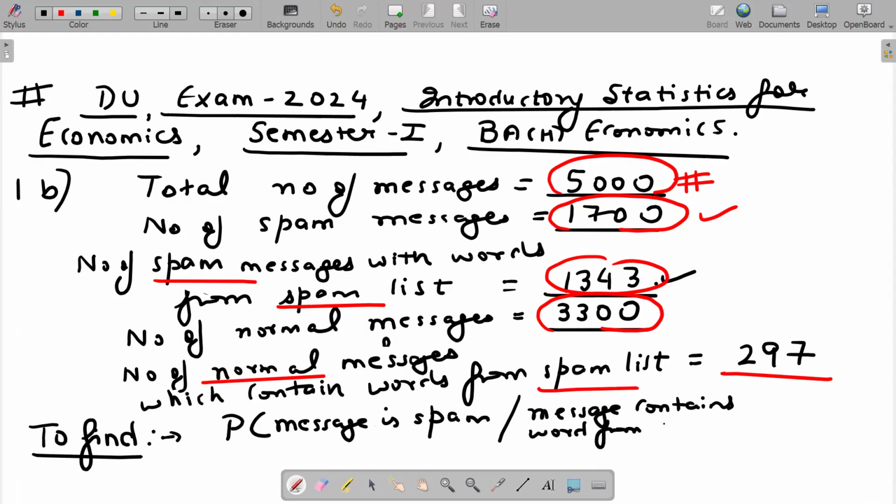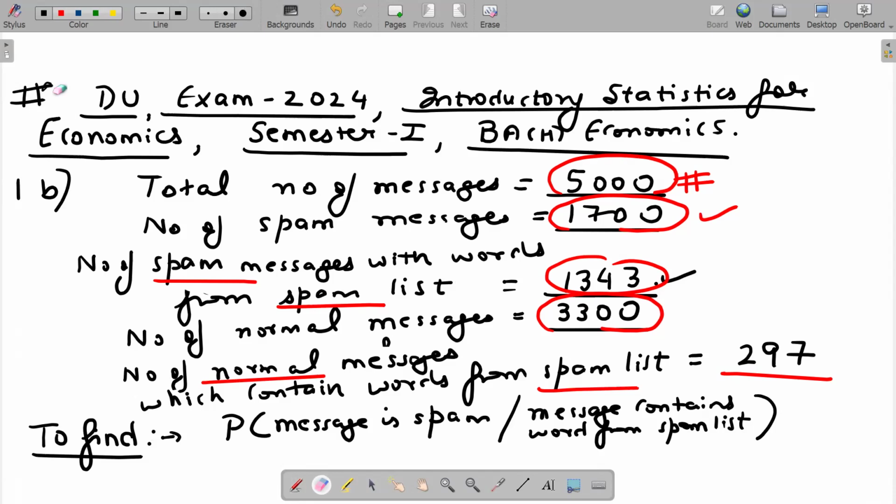Given that the message contains words from the spam list, how many messages are spam? So using the multiplication rule, I can write it like this.